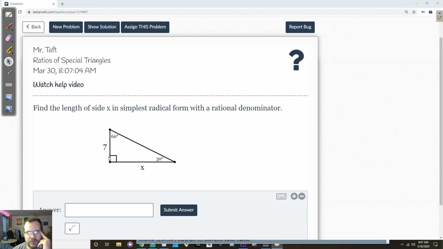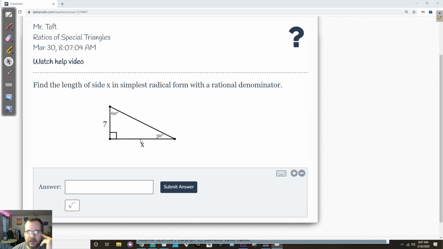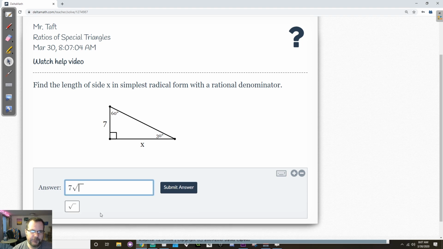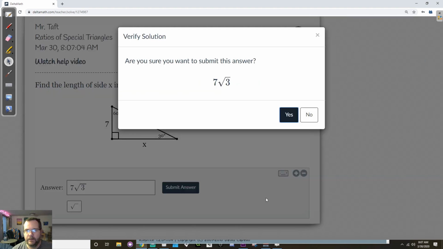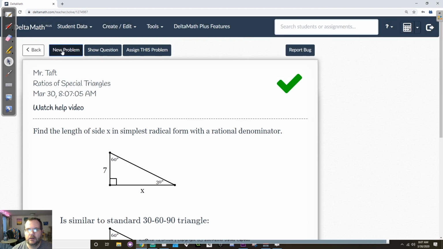So here we're given the short side, 7, and it's asking us to find the length of the medium side. Now, that means that the medium side is going to be 7 times the square root of 3. So to enter that in here, I would do 7, and then for the square root part, they've included a nice little button down here. So 7 square root 3, and then submit answer. All right. Let's take a look at another problem here.